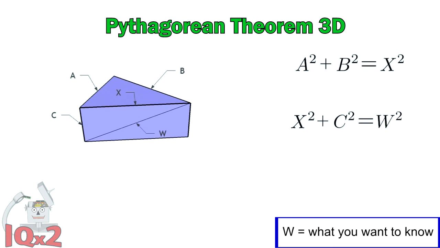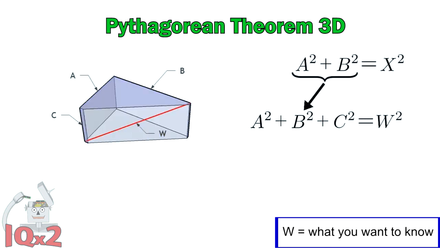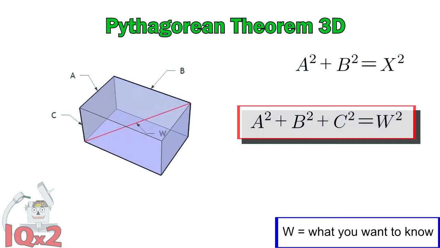However, you can do better than this. You can put the two pieces of information together. Since you know x squared equals a squared plus b squared, you can substitute a squared plus b squared in the place of x squared in your second equation. There you go! You've discovered a single formula that takes the lengths you know, a, b, and c, and gives you what you wanted to know, the length of the diagonal of the box, w.